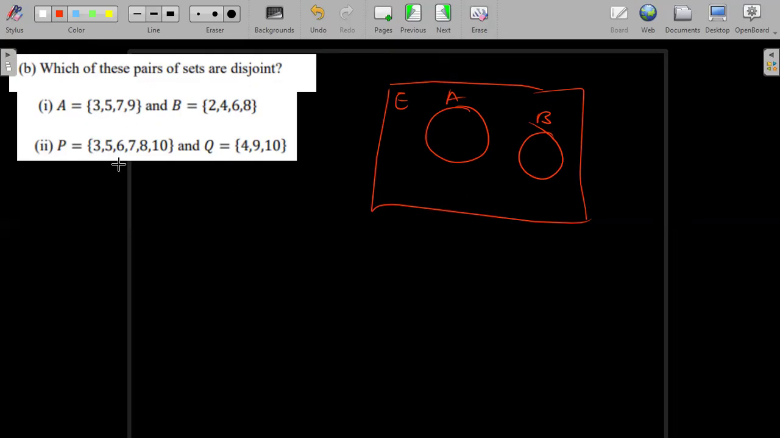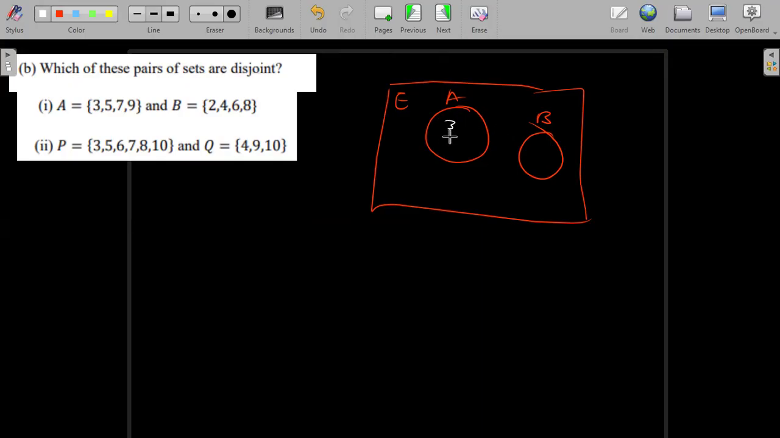So we can check these elements. Let's check these two sets. We have A and B there. Do these sets have anything in common? I have 3, 5, 7, and 9 there. I have 2, 4, 6, and 8. So those are different elements altogether. So they'll be disjoint. And when you write them in a Venn diagram, you can write them like this.